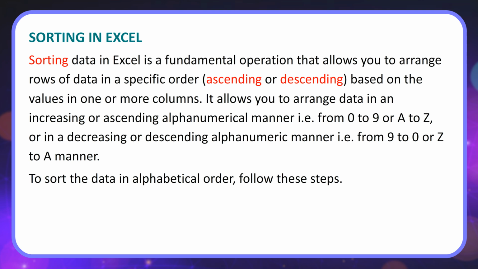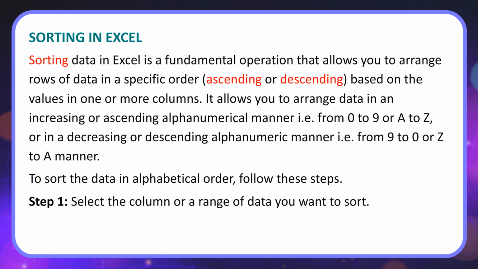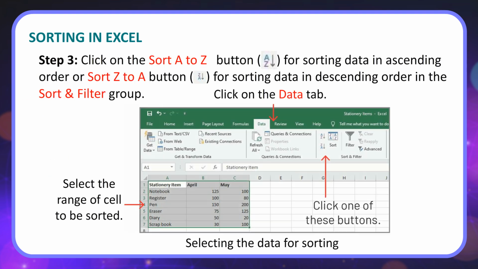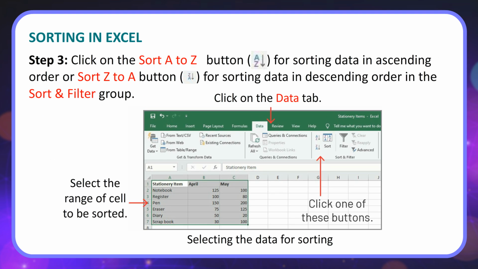To sort the data in alphabetical order, follow these steps. Step 1. Select the column or a range of data you want to sort. Step 2. Click on the Data tab on the ribbon. Step 3. Click on the Sort A to Z button for sorting data in ascending order or Sort Z to A button for sorting data in descending order in the Sort and Filter group.